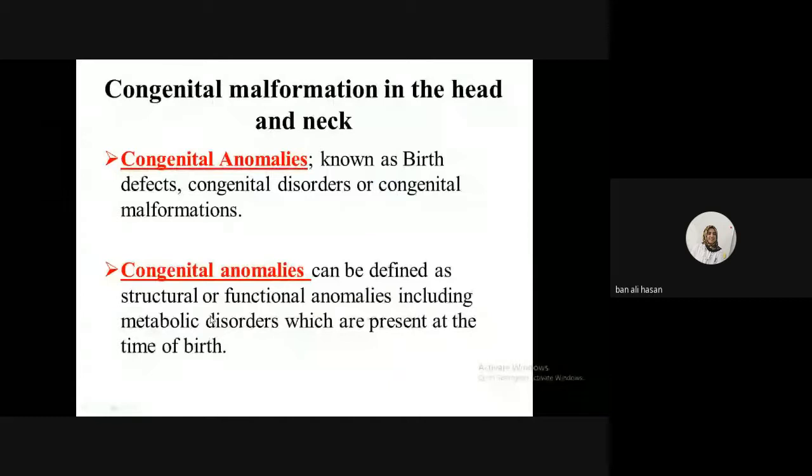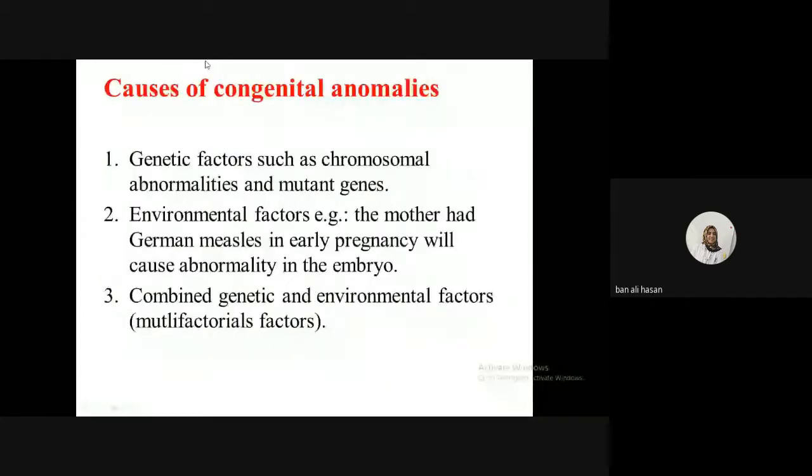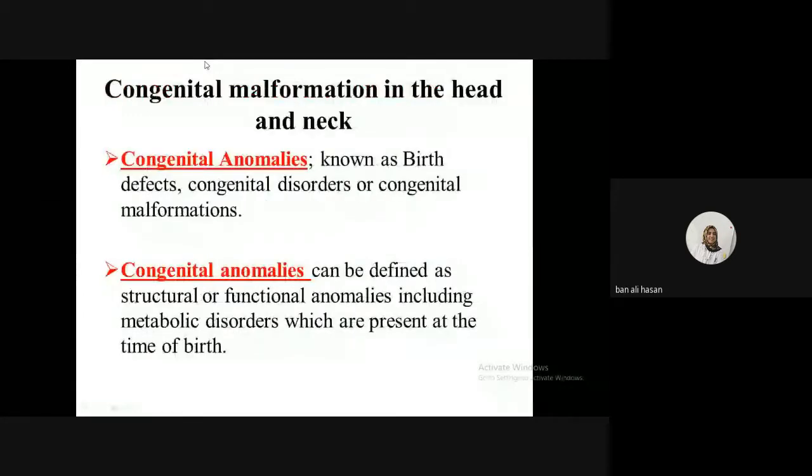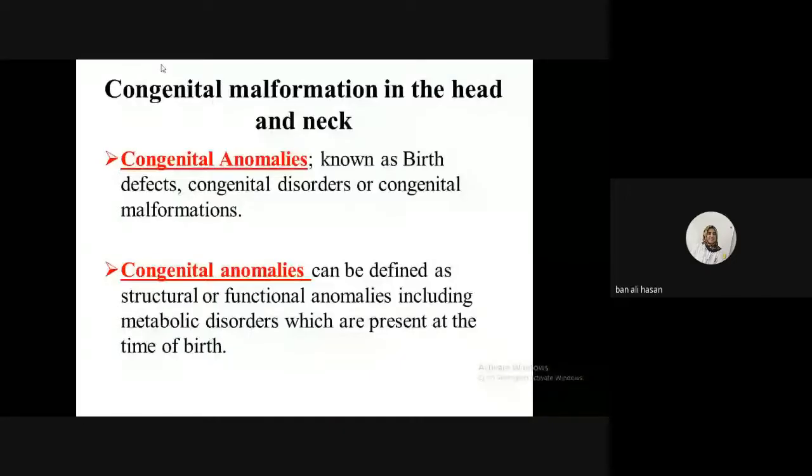Okay, so first of all we need to know what are the terms given to congenital anomalies, or abnormalities. We can say also birth defects, congenital disorder, or congenital malformations. They're all the same terms. They give the same definition, which can be defined as structural.